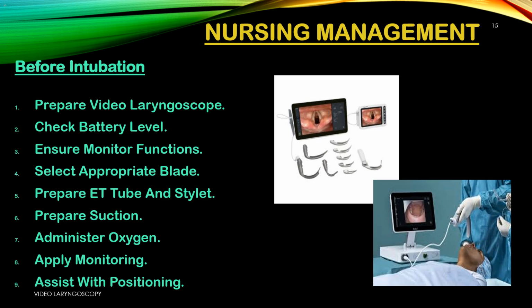7. Administer oxygen. Pre-oxygenate the patient. Builds an oxygen reserve to prevent desaturation during intubation. 8. Apply monitoring. Attach SpO2, BP, and ECG. Watch vitals closely during induction and intubation. 9. Assist positioning. Place patient in sniffing position, or keep neck neutral for trauma. Good position equals better view.